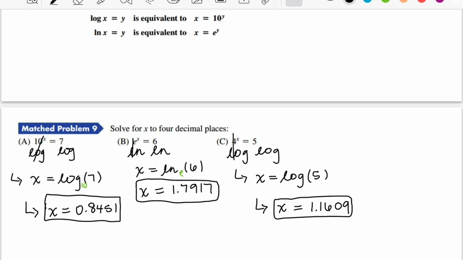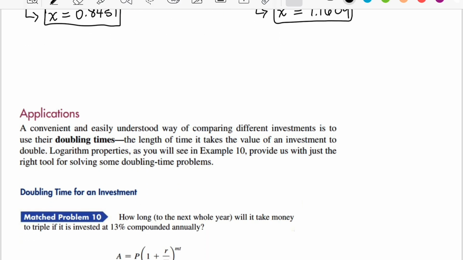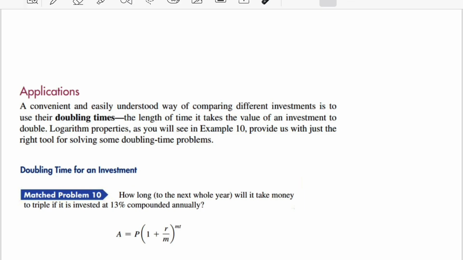Now the last thing that we'll look at is an application. So a convenient and easily understood way of comparing different investments is to use their doubling times. So pretty much the length of time it takes the value of an investment to double. And as we'll see in the next example, log properties provide us with just the right tool to solve these doubling time problems. And something to note here is that problem 10 in the textbook, or example 10 as it mentions, does talk about doubling time.